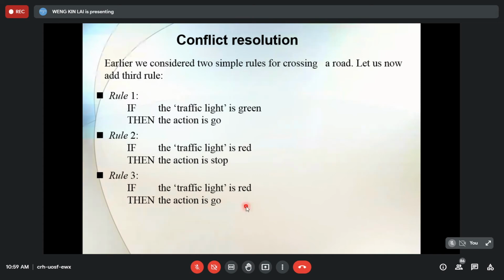I can put another rule inside. Rule number 4: if traffic light is green, action is stop. Right? You can see actually it's wrong, it's a conflict. This is very obvious, but in some cases it may not be so obvious, as you will see later on.